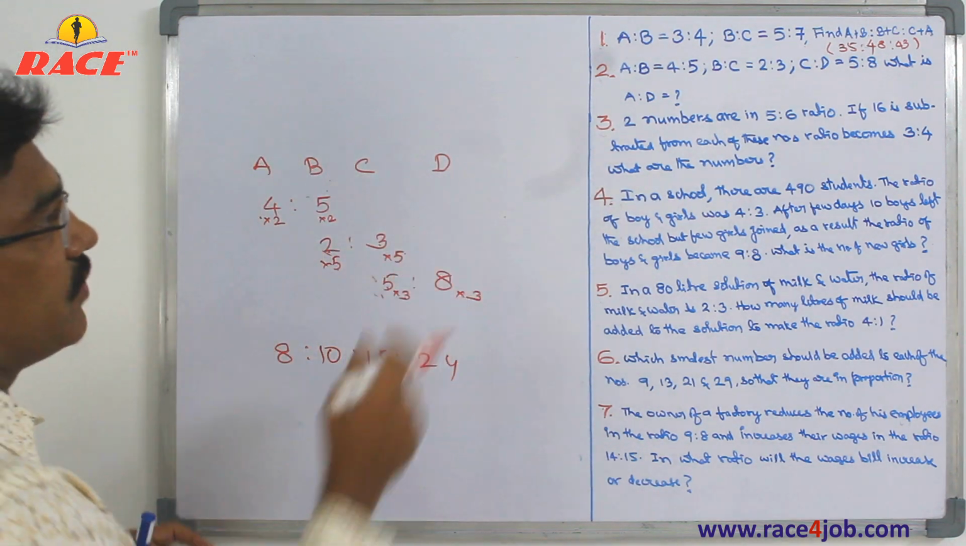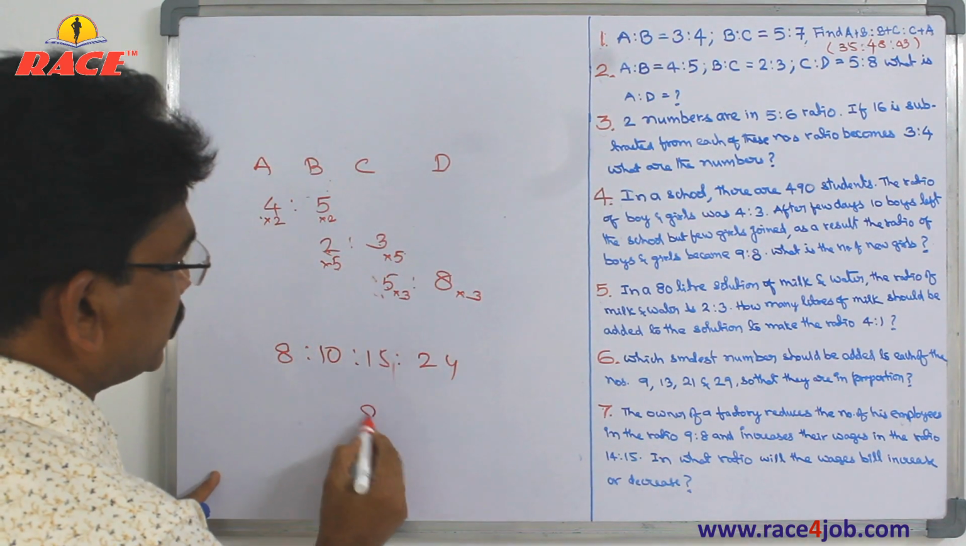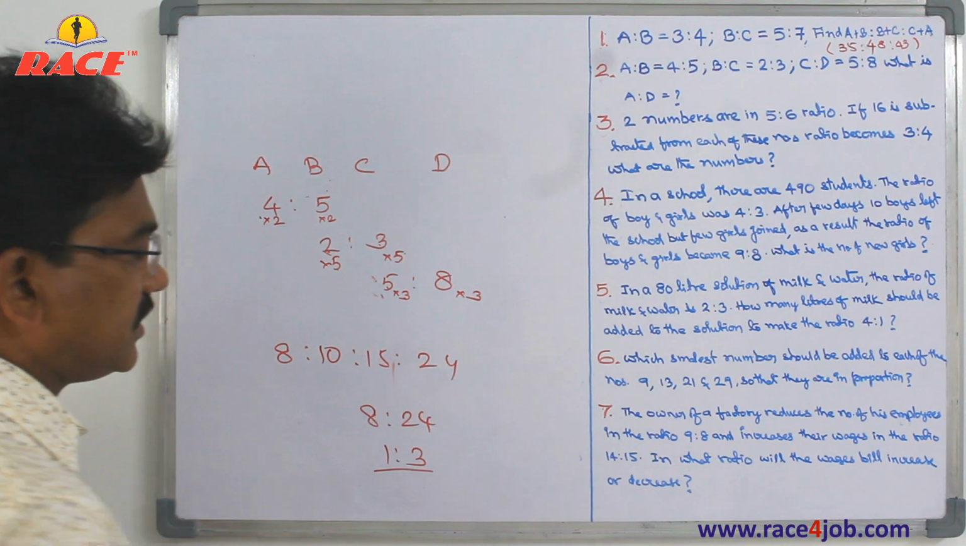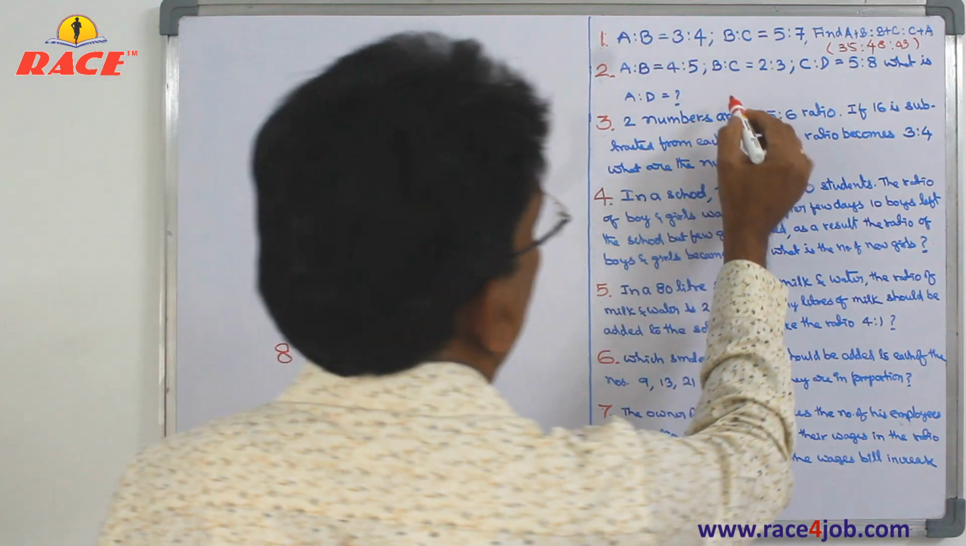Okay. Now what is being asked? What is A is to D? A is to D means 8 is to 24. Once you get A, B, C, D, anyone you complete. 8 divided by 8, 24 divided by 8: 1 is to 3 is our answer. This is 1 is to 3.